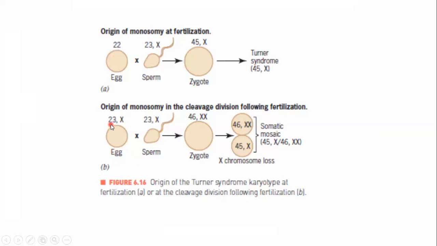Egg carries 23 chromosomes. Sperm also carries 23 chromosomes. And that sperm is X-bearing sperm. So X-bearing sperm fertilizes the normal egg, and zygote is produced here, and that zygote is normal, carrying 46 chromosomes. And 46 is the normal number of human. So after that, zygote shows the cleavage division.